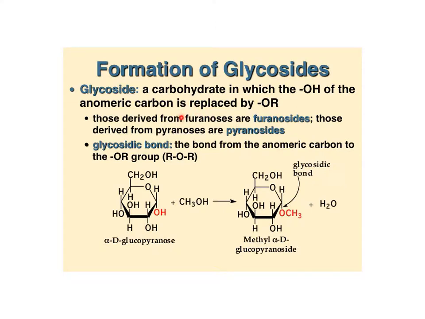Technically, if you start off with a 5-membered ring, that's called a furanose, it becomes a furanoside. A 6-membered ring is a pyranose, so they become pyranosides. So the DNA and RNA sugar backbone technically is a furanoside. There's a lot of vocabulary in this chapter.